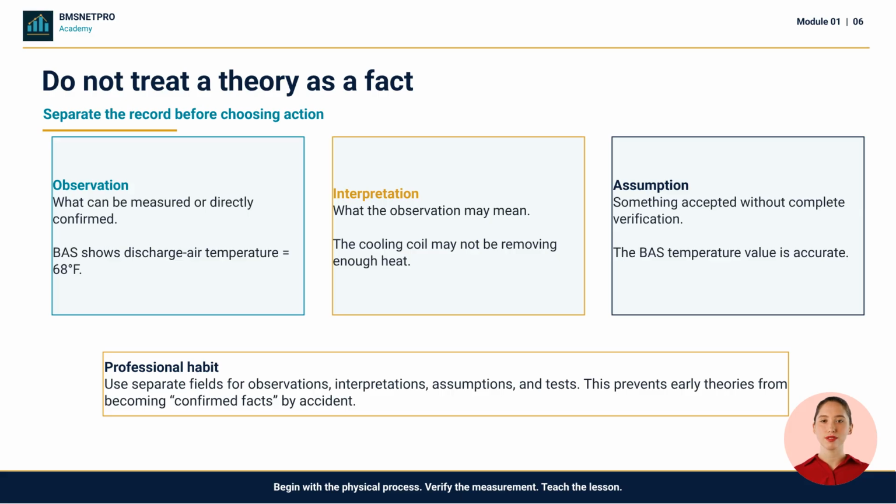This slide introduces a critical habit. An observation is what we can measure or directly confirm. An interpretation is what that observation may mean. An assumption is something we are accepting without full verification.